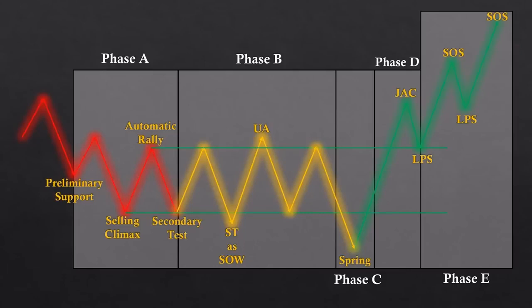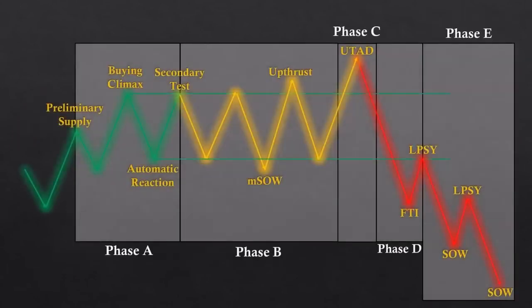In a distribution, phase E will be marked by impulse movements labeled as sign of weakness and corrective movements labeled as last point of supply, as you can see in this other illustration.